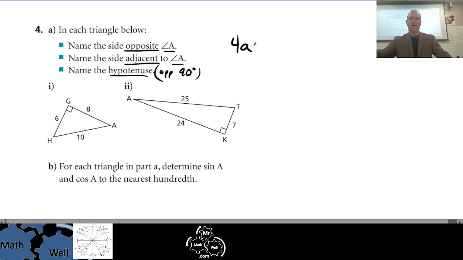So for 1, the side opposite to angle A is the side, now I'm going to not use the length here, I'm going to name the side, so that's the side GH. The side adjacent to A, careful now, it's not this one over here because that's opposite the 90, so the side adjacent to angle A is GA. And the hypotenuse is, however you want to put that, HA is the hypotenuse.